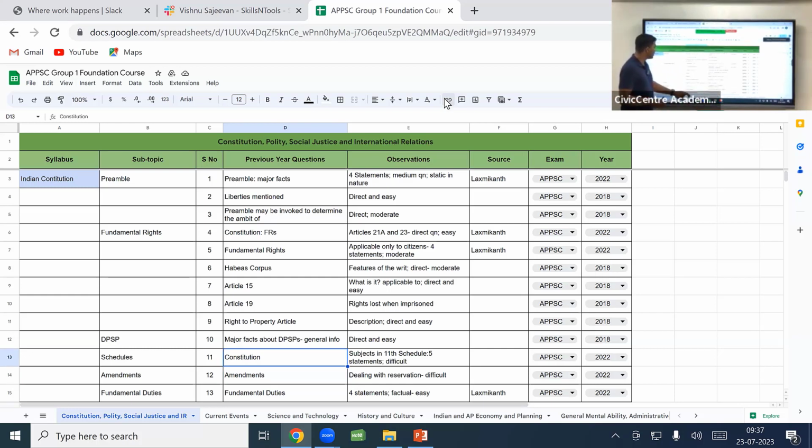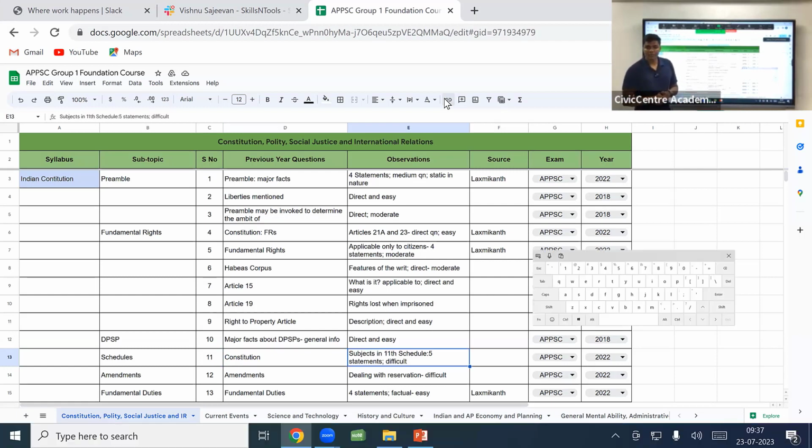Then another difficult one is they have asked about the 11th schedule of the Constitution. Can you tell what aspect the 11th schedule of the Constitution deals with? The 11th schedule deals with the Panchayati Raj institutions. Okay, Panchayati Raj. The 12th schedule deals with municipalities. In the 11th schedule of the Constitution, there are a number of subjects. There are a number of subjects in the 12th schedule as well.